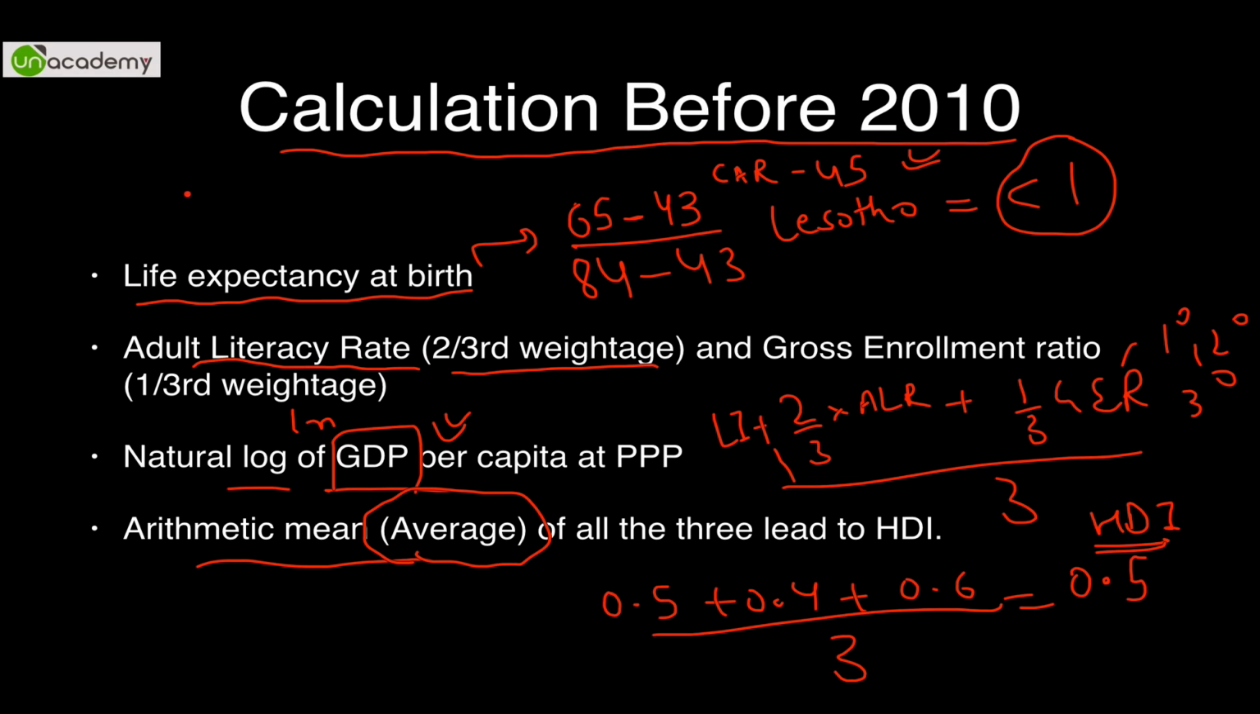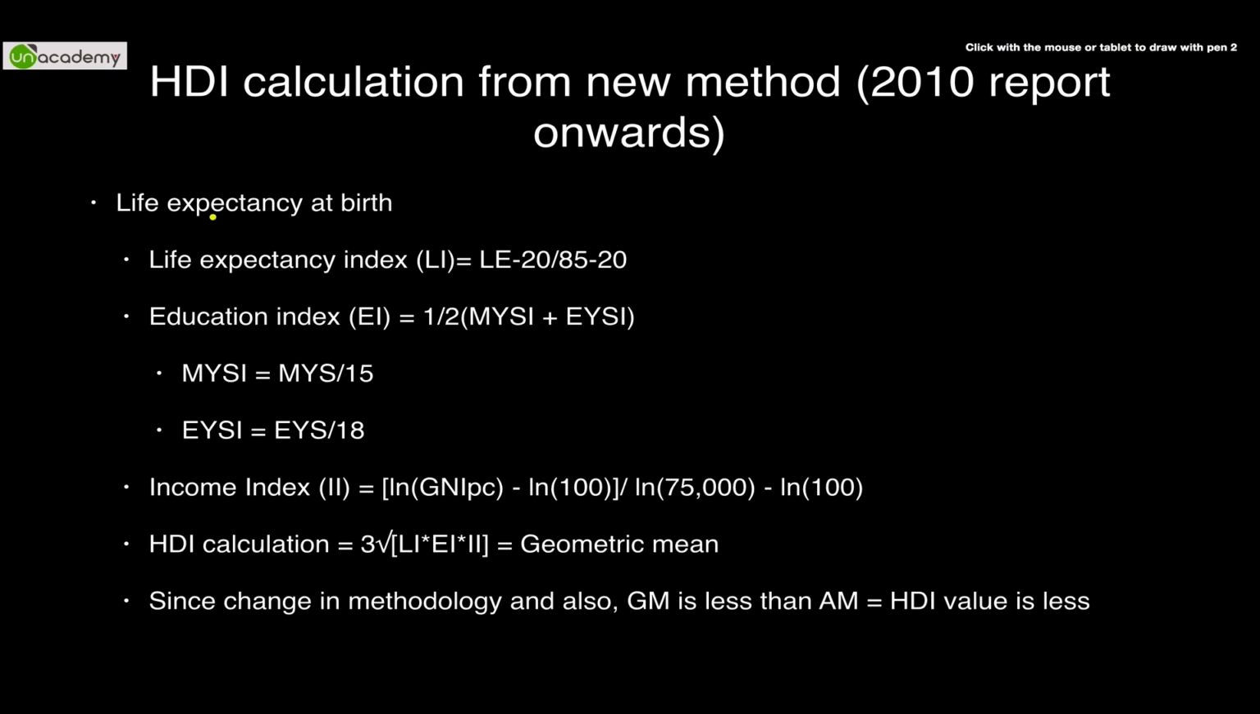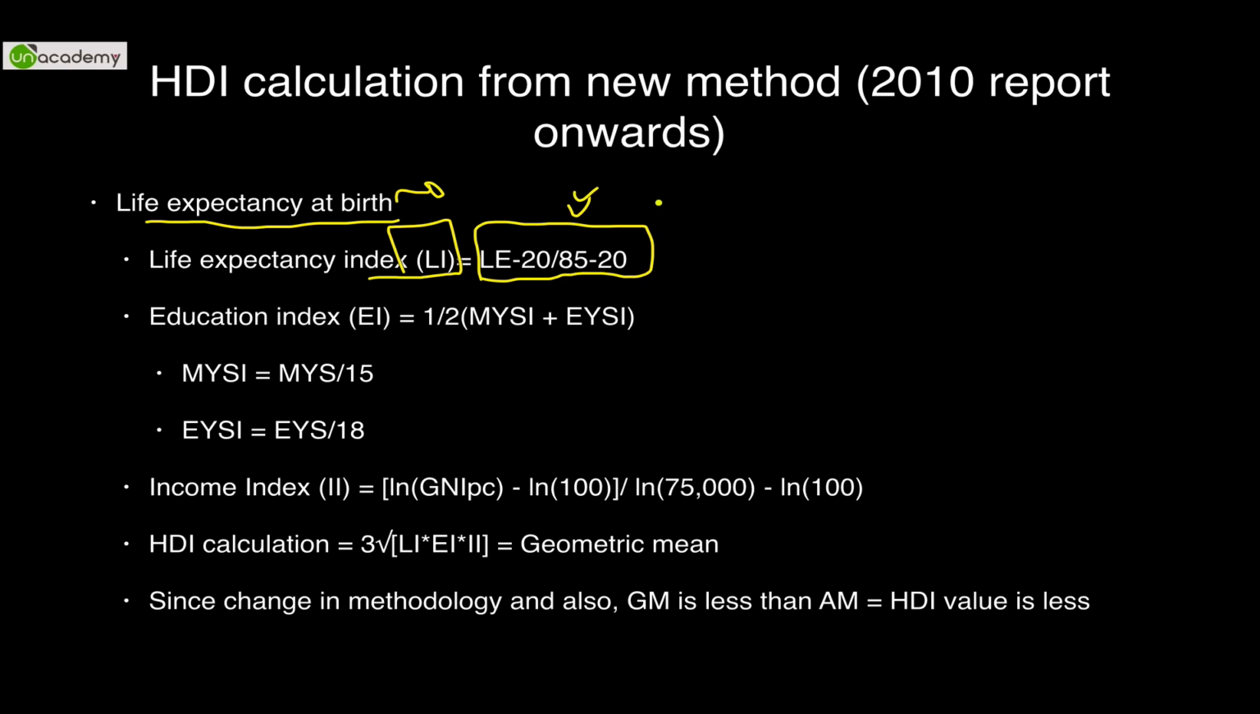So this was before 2010. Is that understood? HDI values before 2010 are usually, if you adjust for the years, obviously development has happened so values will increase, but they are usually higher, because HDI from 2010 onwards is calculated using the geometric mean. I'll tell you how it varies. Now life expectancy at birth is calculated with the life expectancy index. This is life expectancy minus 20 divided by 85 minus 20. You don't need to remember it, just for your own knowledge I'm telling you. So this is how you calculate the life expectancy index.